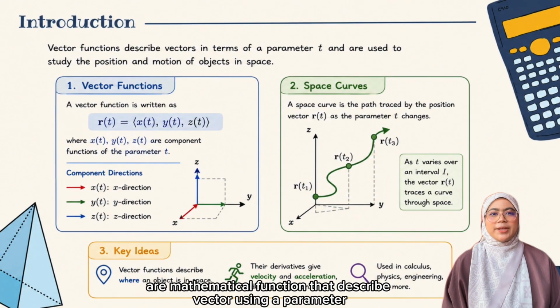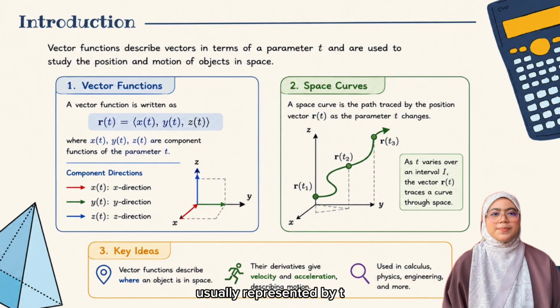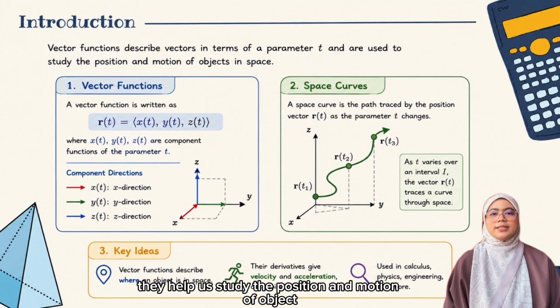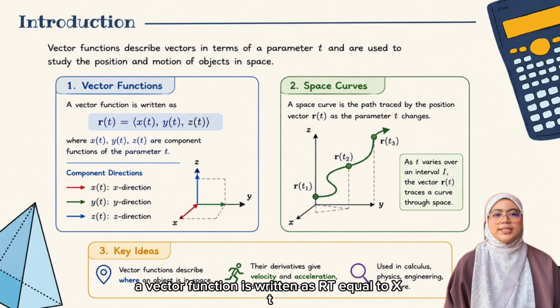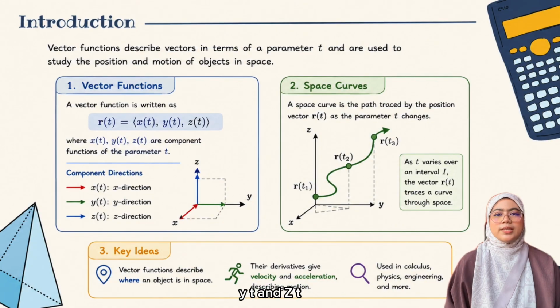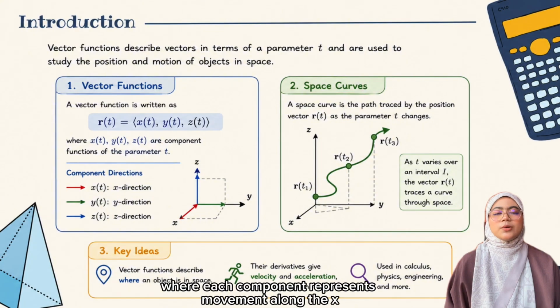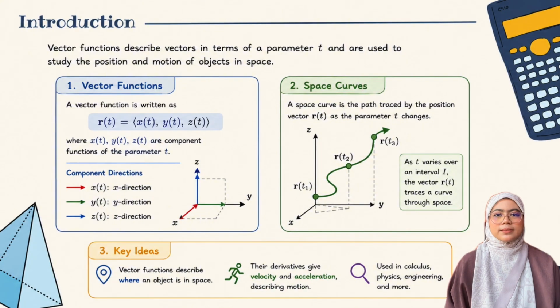So today we would like to present about vector function and space curve. Vector functions are mathematical functions that describe vector using a parameter, usually represented by t. They help us study the position and motion of object in two-dimensional and three-dimensional space. A vector function is written as r(t) = (x(t), y(t), z(t)), where each component represents movement along the x, y, and z axis.